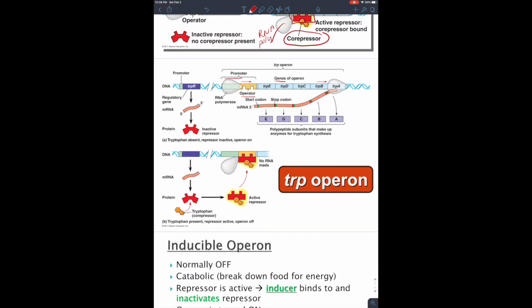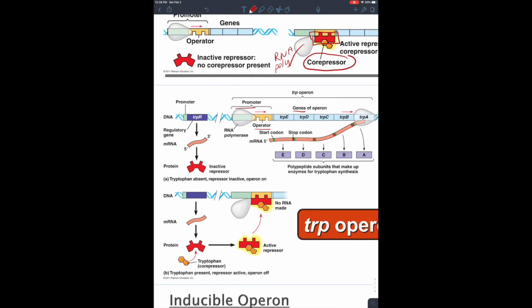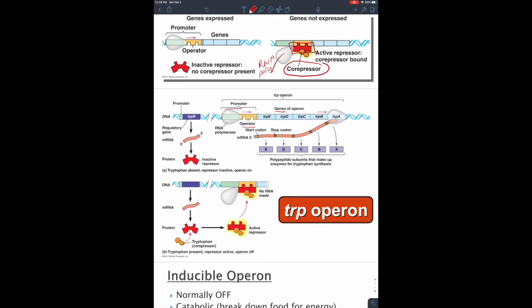So let's take a look at this entire setup. I've got DNA. I've got the genes. Remember, genes are segments of DNA that code for things. And I see I've got TRPE, TRPD, TRPC, TRPB, TRPA. These are all individual genes that code for an individual amino acid. And when those individual amino acids come together, it's going to make a protein. Now, when tryptophan is absent, versus when tryptophan is present, the operon does different things.